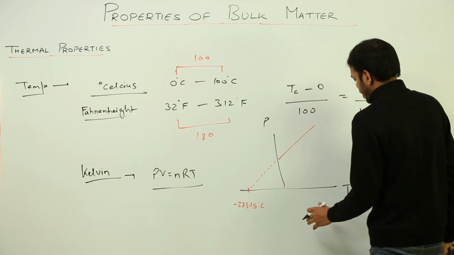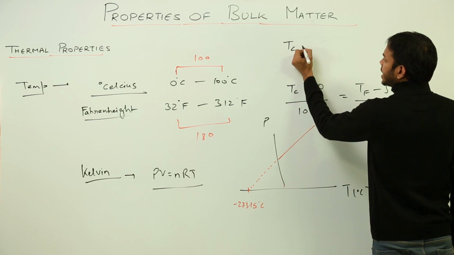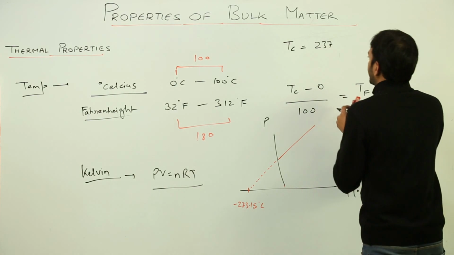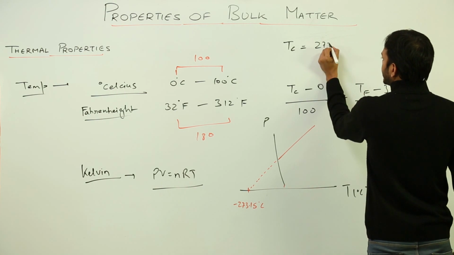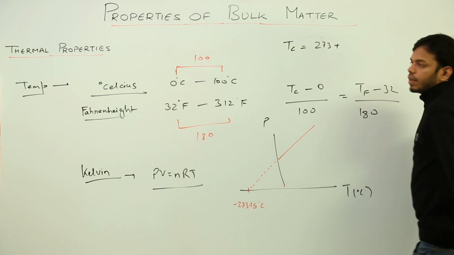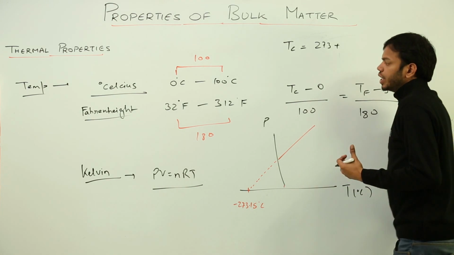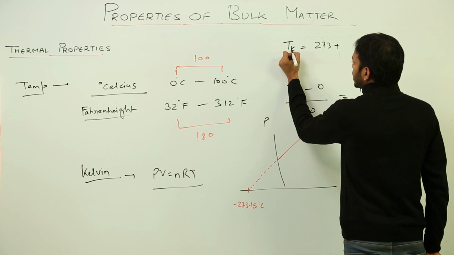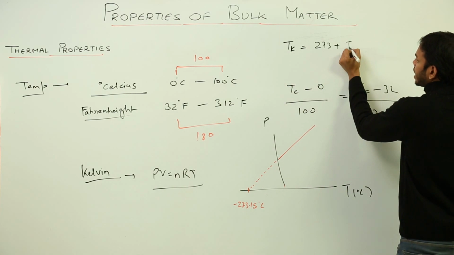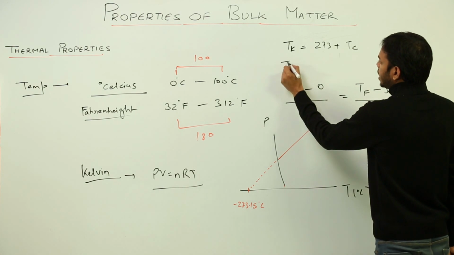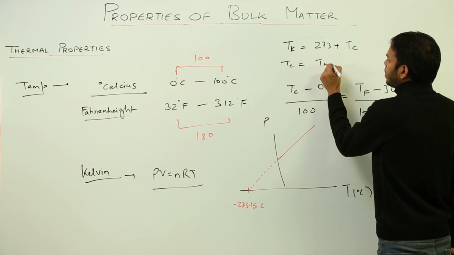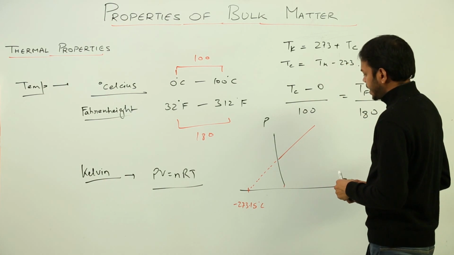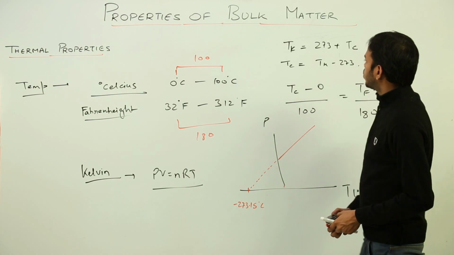So now we know that if I have to convert temperature in Kelvin to degree Celsius, what would it be? I wrote it reversed: temperature in Kelvin would be 273 plus temperature in degree Celsius. That means temperature in degree Celsius would be temperature in Kelvin minus 273. That is the true relation.